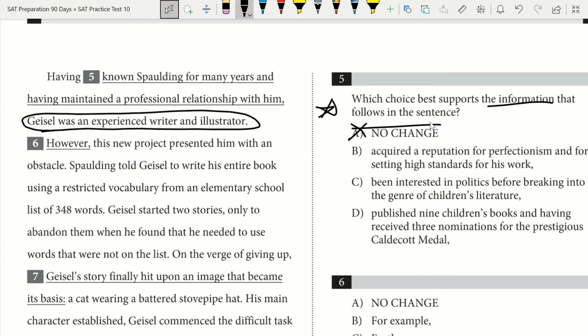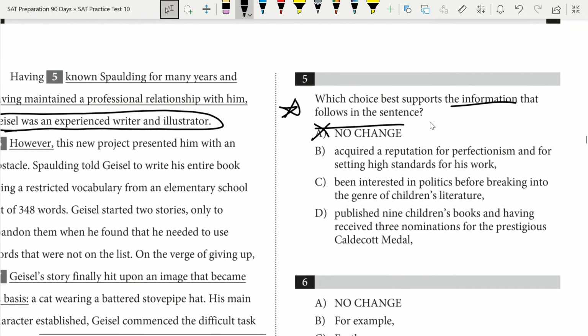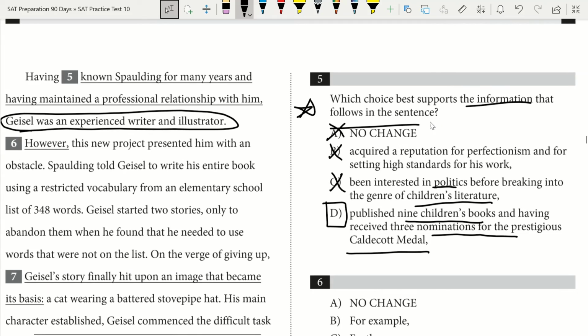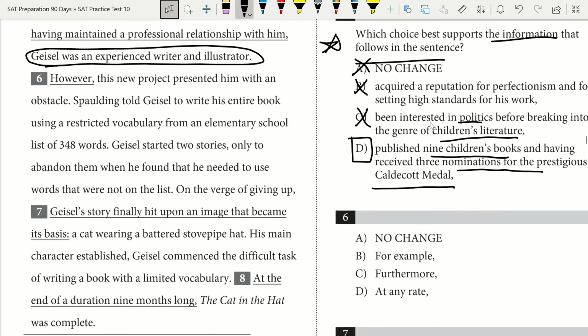Option B, acquired a reputation for perfectionism and for setting high standards for his work. No, not talking about him being experienced as an illustrator. C, been interested in politics before breaking into the genre of children's literature. Once again, not talking about his experience in literature, or I'm sorry, in illustration. And then option D, published 9 children's books and having 3 nominations for the prestigious Caldecott Medal. That's talking about him writing these children's books and illustrating them. So answer D is going to be our correct answer there.